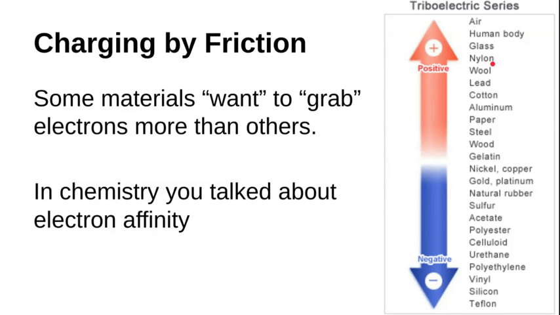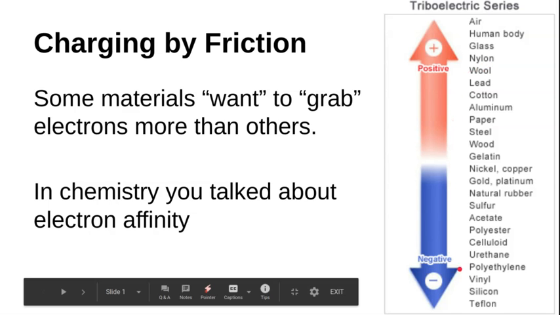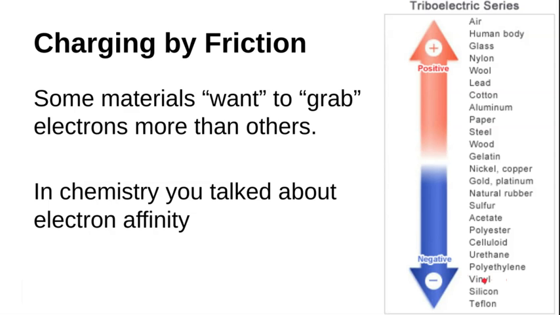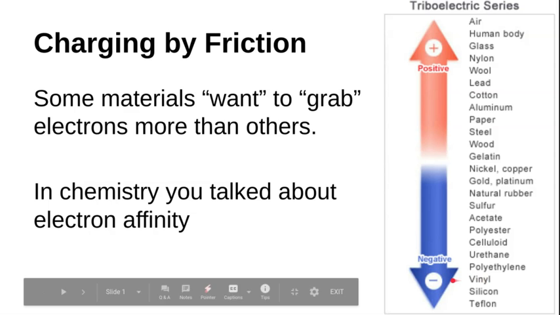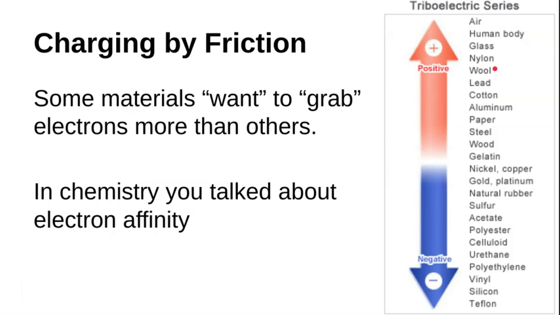So, for example, if you took wool right here and rubbed it on vinyl, which is what a record is made out of, the vinyl is further down here towards the negative side, so it will grab the electron off of the wool, making the vinyl negative and the wool positive. However, it doesn't always have to be that way. If, for example, you rubbed wool on glass, then the wool is further down the series, so the wool would become negative by grabbing electrons, and the glass would become positive.